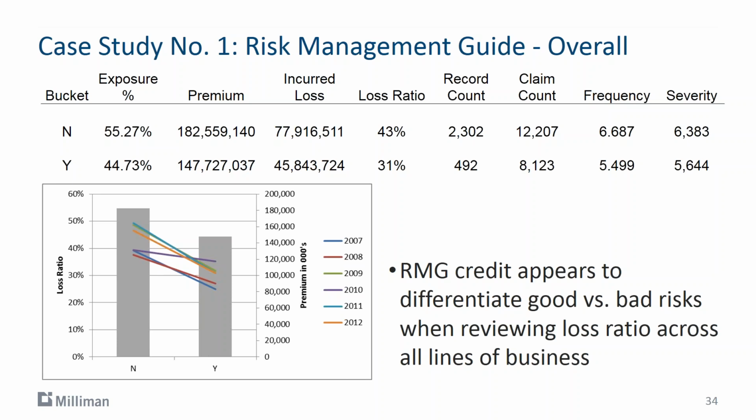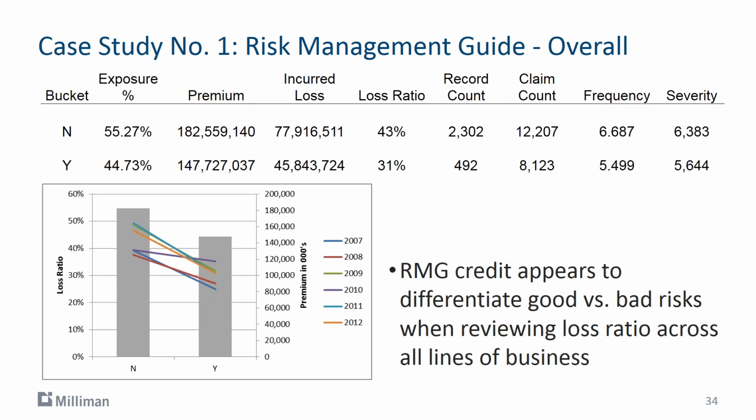So we want to take the credit out of our results and look at everything apples to apples on a manual rate basis. When we take the credit out and look at manual rate, we can see that the loss ratio, losses divided by that manual premium, for the members that participate in the risk management and get this risk management guideline credit, is lower than the ones that don't. So this indicates to us that the credit does differentiate good versus bad risk when reviewing the loss ratios across all lines of business.